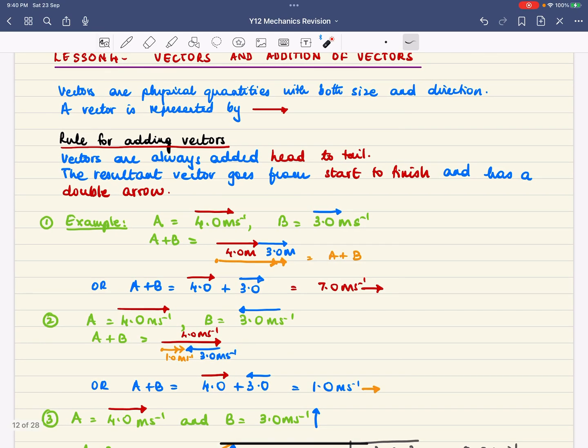For example, if you want to add vector A, which is 4 meters per second in this direction, and vector B, which is 3 meters per second in another direction, A plus B, you add them head to tail, and the resultant vector goes from start to finish. So that's the length of the resultant vector for A plus B. Or, without drawing arrows, you can also write a vector equation, that is 4 plus 3.